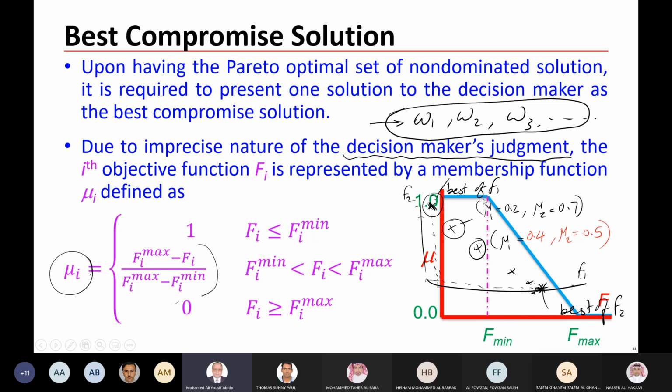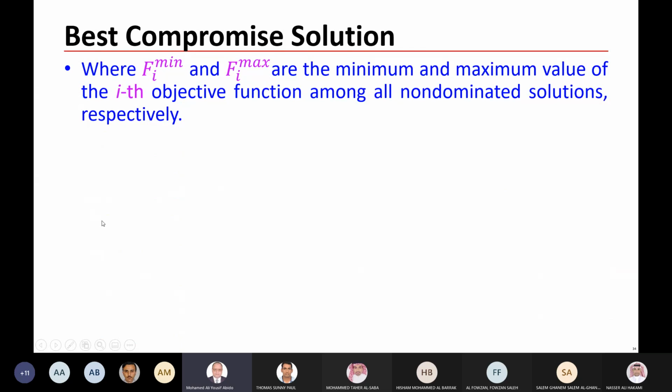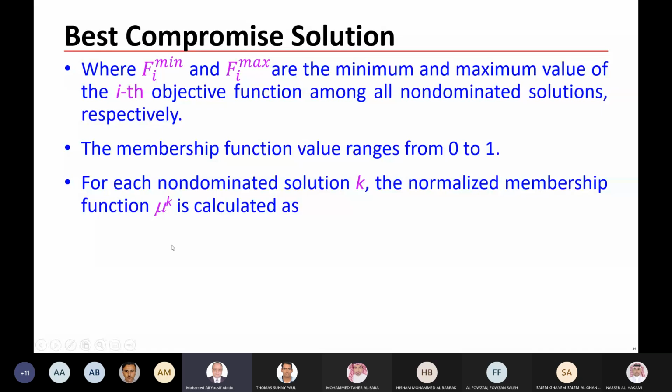So at F minimum, the value is 1. At F maximum, the value is 0. In between, or any value between minimum and maximum, you can have any value here. So F minimum, F maximum, is the maximum value of the ith objective among all non-dominated solutions, and the membership function value ranges between 0 and 1. For each non-dominated solution K, the normalized membership function mu K is calculated as such.